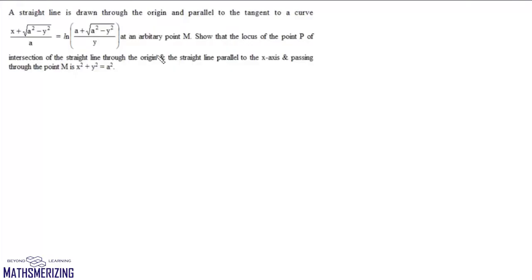Now here the question is, a straight line is drawn through the origin and parallel to the tangent to this curve at an arbitrary point M. Show that the locus of point P of intersection of the straight line through the origin and the straight line parallel to the x-axis passing through M is.